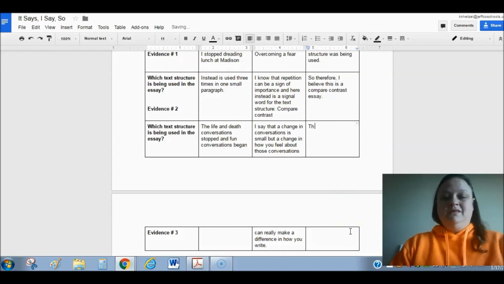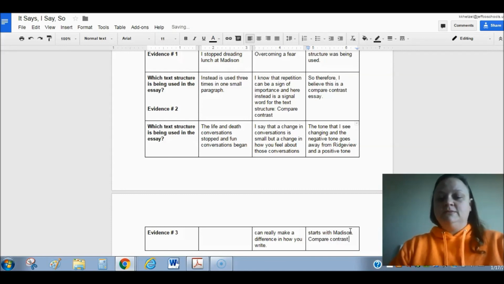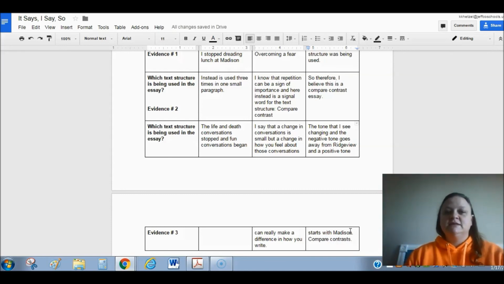So the tone that I see changing is the negative tone goes away from Riverview and a positive tone starts with Madison. Seeing the change between Riverview and Madison is another reason I believe it is a compare contrast. And all 3 of these reasons, guys, are excellent reasons for saying that this is a compare contrast essay. So therefore, you got it right. It's a compare contrast essay.